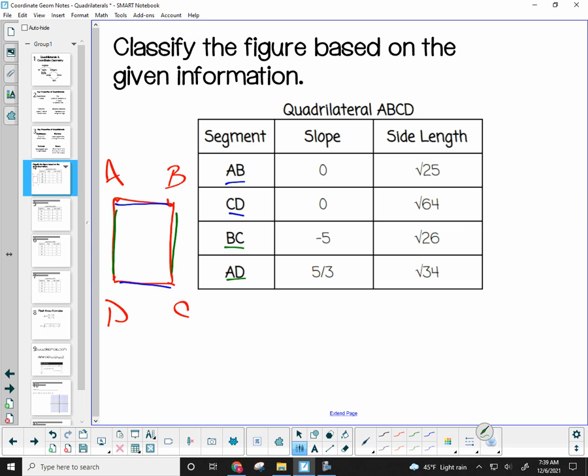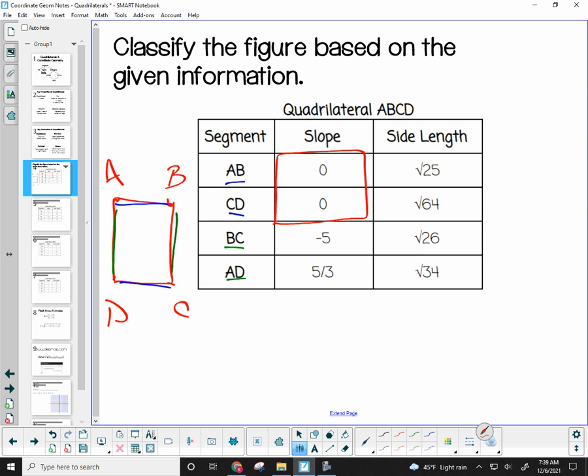So let's look at slopes. If the lines are parallel, remember the slopes have to be the same. So are AB and CD parallel? Yes. What about BC and AD? Are they parallel? Nope, they're not the exact same number. So how many sets of parallel lines do we have? 1 set of parallel lines. So we have it narrowed down to some sort of trapezoid, because it only has 1 set of parallel lines.